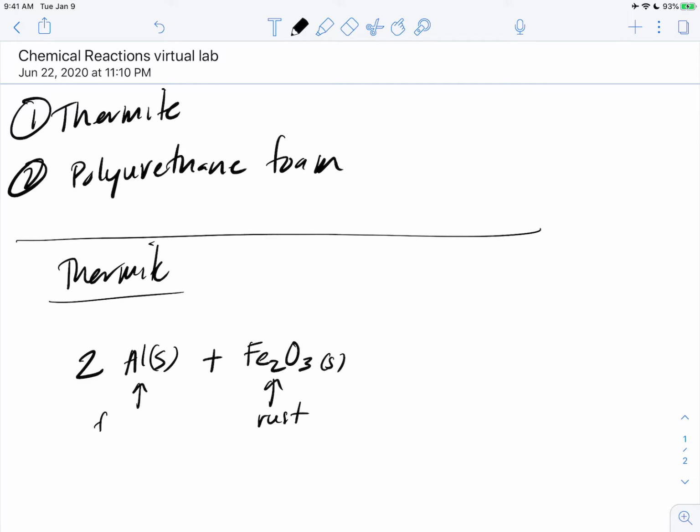This is rust. And this is not a block of aluminum. This is a very fine powder, because what we want to do is mix it, and rust is also going to be a powder. And you'll be able to see this. So the aluminum and the rust will be mixed together, and they are going to create two iron solid plus aluminum oxide, Al2O3.